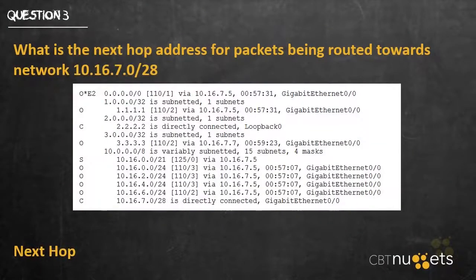Question number 3. What is the next hop address for packets being routed towards network 10.16.7.0 with a 28-bit mask? So that is this route right here. And the question is, what is the next hop address for that route?